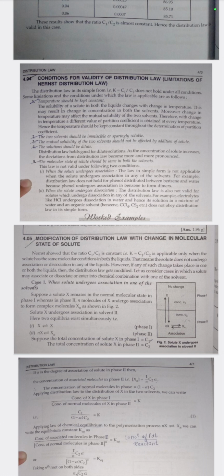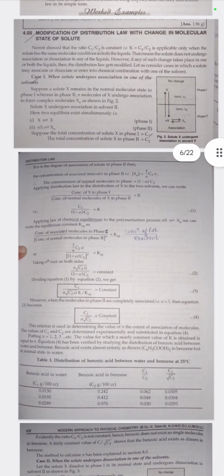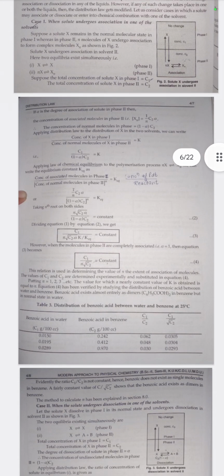Suppose the total concentration of solute X in phase 1 is equal to C1. The total concentration of solute X in phase 2 is equal to C2. If alpha is the degree of association of solute in phase 2, then the concentration of associated molecules in phase 2, that is Xn, is equal to 1 by n C2 alpha. The concentration of normal molecules in phase 2 is equal to 1 minus alpha C2. Applying distribution law to the distribution of X in the two solvents, we can write concentration of X in phase 1 divided by concentration of normal molecules of X in phase 2 is equal to K. That is C1 by 1 minus alpha C2 is equal to K.